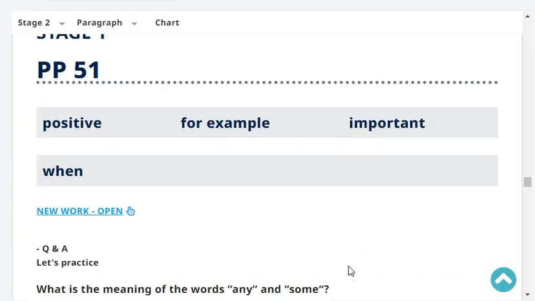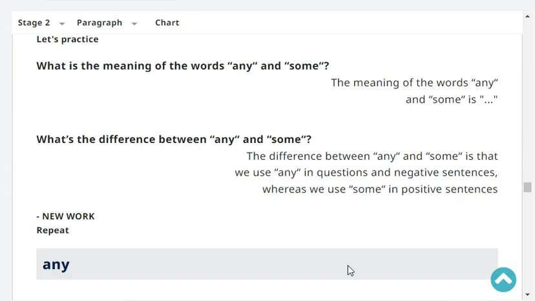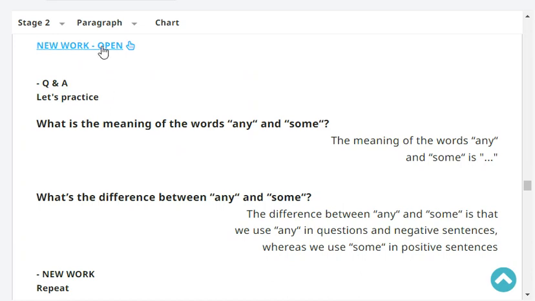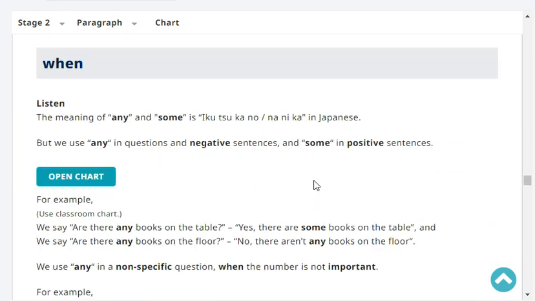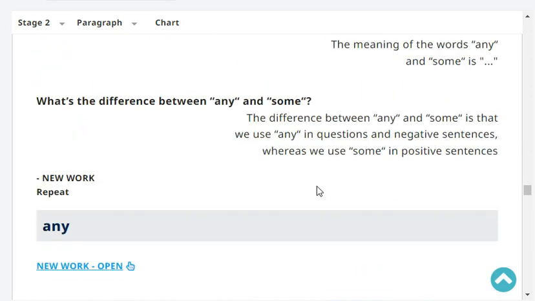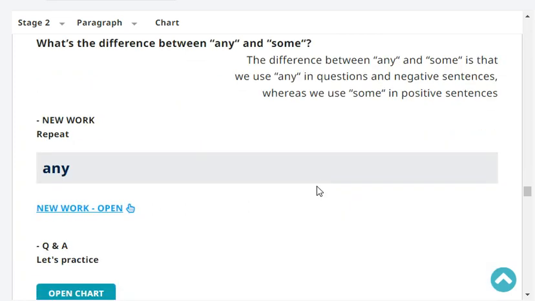Okay, what are the meanings of any and some in Japanese? The meaning of the words any and some in Japanese is ikutsuka. Very good.